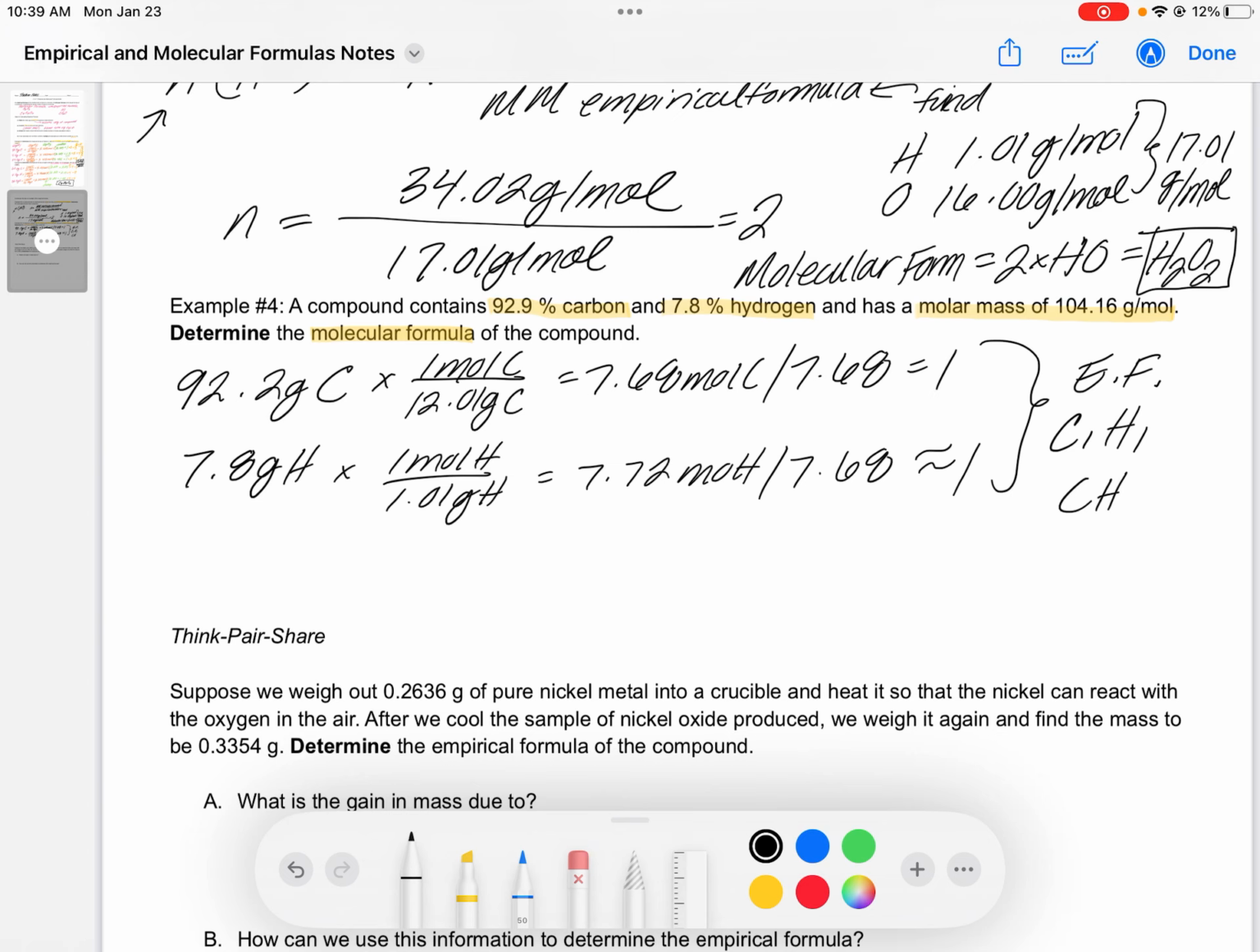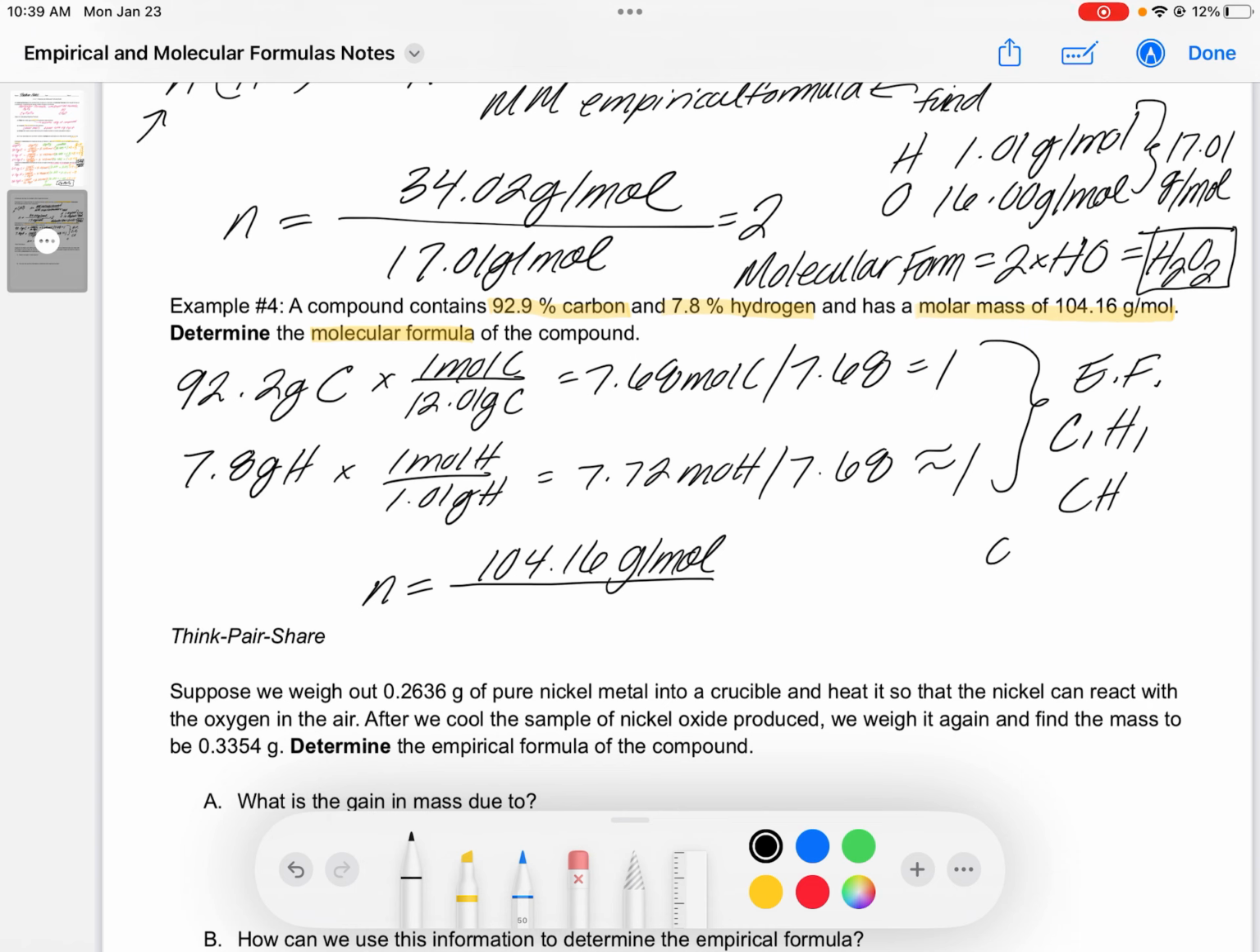In order to find my molecular formula, we need to figure out what this factor of N is. What is the ratio of empirical to molecular? We have been given the molar mass of the molecular formula. That is 104.16 grams per mole. And we need to figure out the molar mass of the empirical formula.